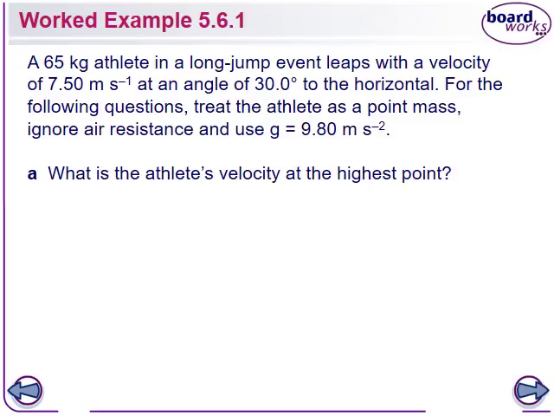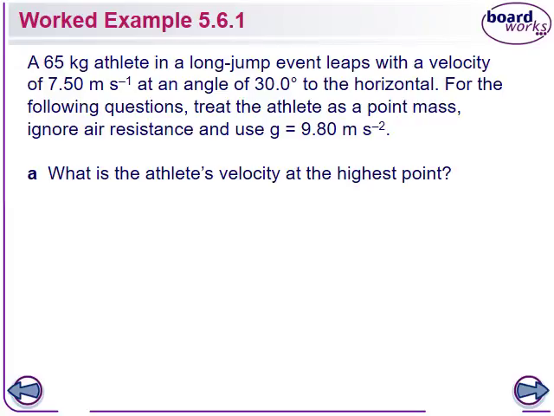A 65 kilogram athlete in a long jump event leaps with a velocity of 7.5 meters per second at an angle of 30 degrees to the horizontal. For the following questions, treat the athlete as a point mass. Ignore air resistance and use g equals 9.8 meters per second squared.